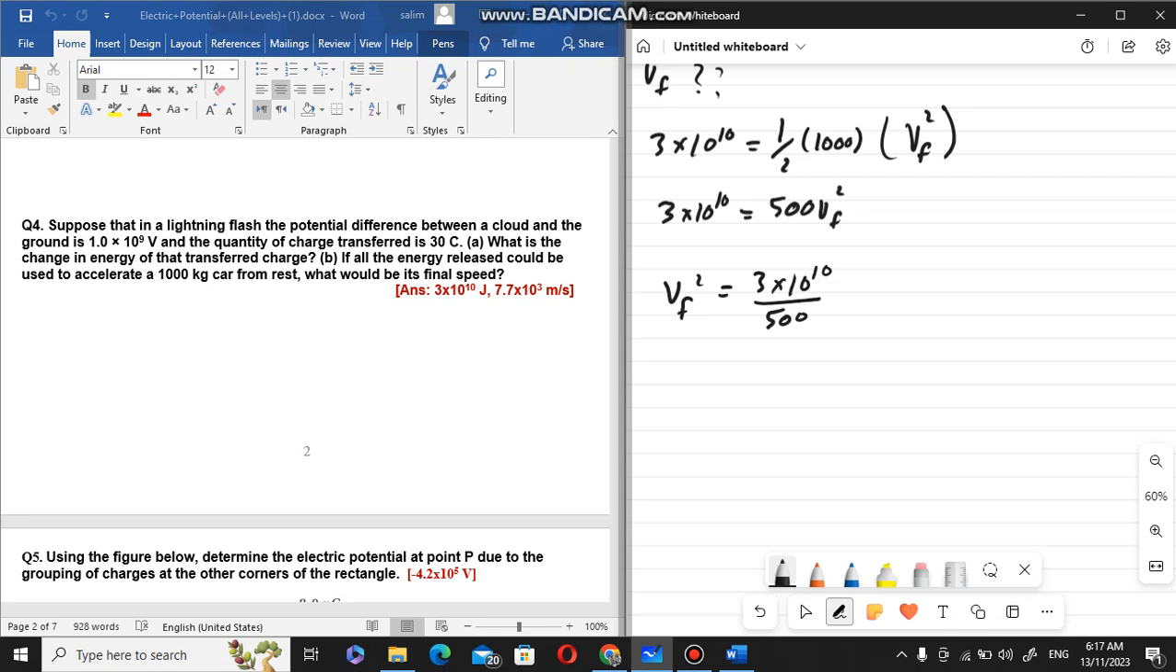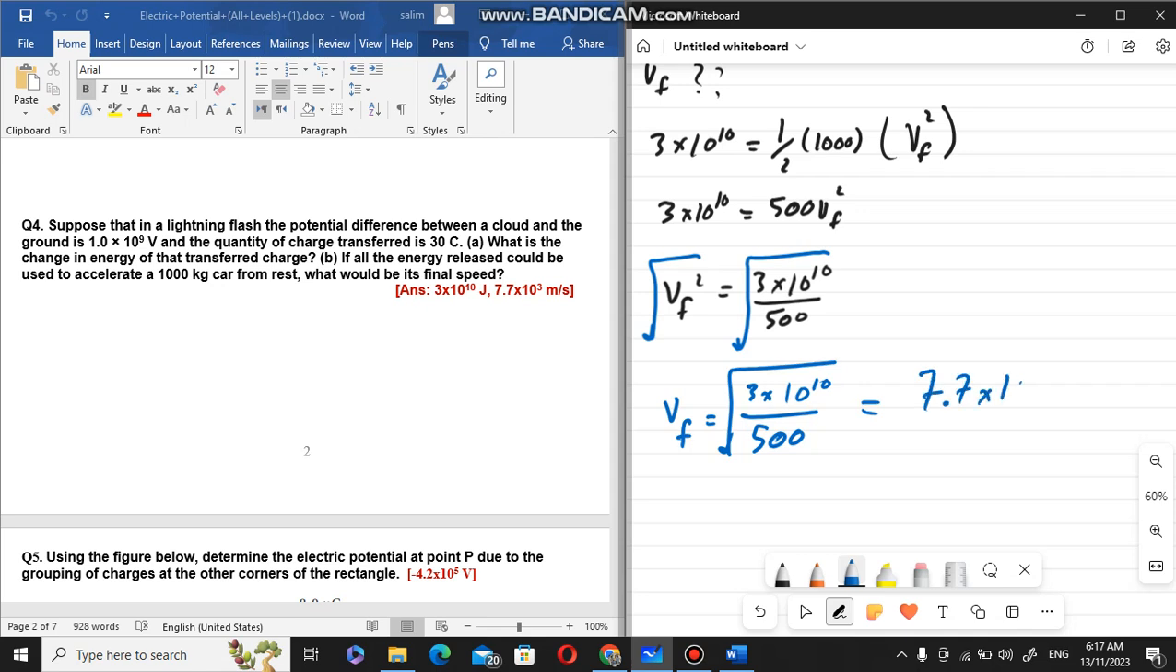So we can get the value of V final squared, but they want us to find V final. So how do we find V final? We just use the square root for both sides. So at the end we will get that V final is equal to the square root of 3 times 10 power 10 over 500, which is equal to around 7.7 times 10 power 3 meters per second. This is the magnitude of the speed of the final velocity.